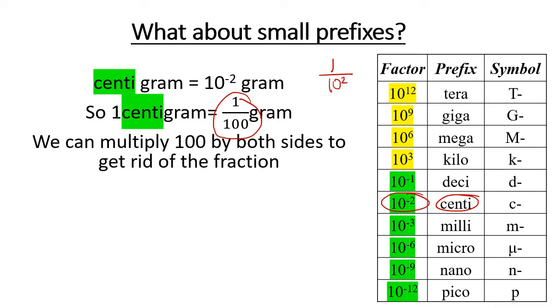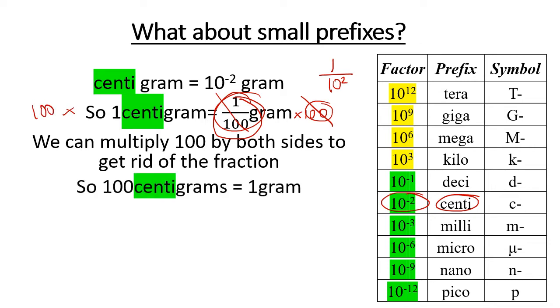Okay? Now, I don't really like fractions in my equivalencies, and so what I typically do is I get rid of the fraction by multiplying 100 on both sides. So if I multiply the right side by 100, 100 divided by 100 essentially cancels out, and we multiply by 100 on the left side. What we get is something that looks like this. 100 centigrams is then equivalent to 1 gram.